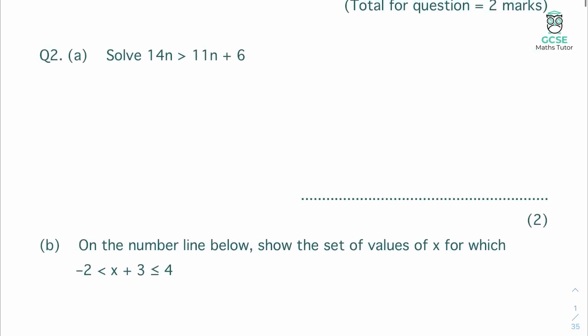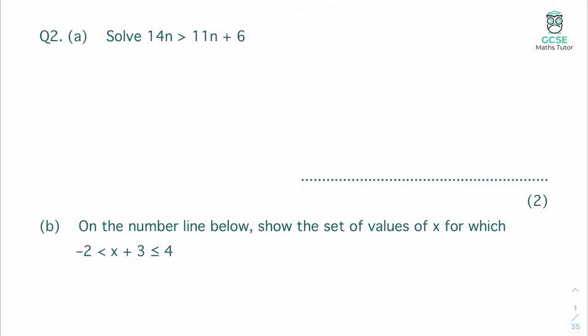Okay, so on to the next one. So we've got an inequality, a linear inequality. So we're going to treat that inequality like an equal sign. So I want all the n's to be on one side here. So I'm going to minus 11n from both sides so that the n's are on the left. So we have 3n. And that's going to be bigger than 6. So there we go, just like an equation. Now we divide by 3, and we divide 6 by 3, we get n is going to be bigger than 2. So n is greater than 2, and that is our final answer for solving that inequality.